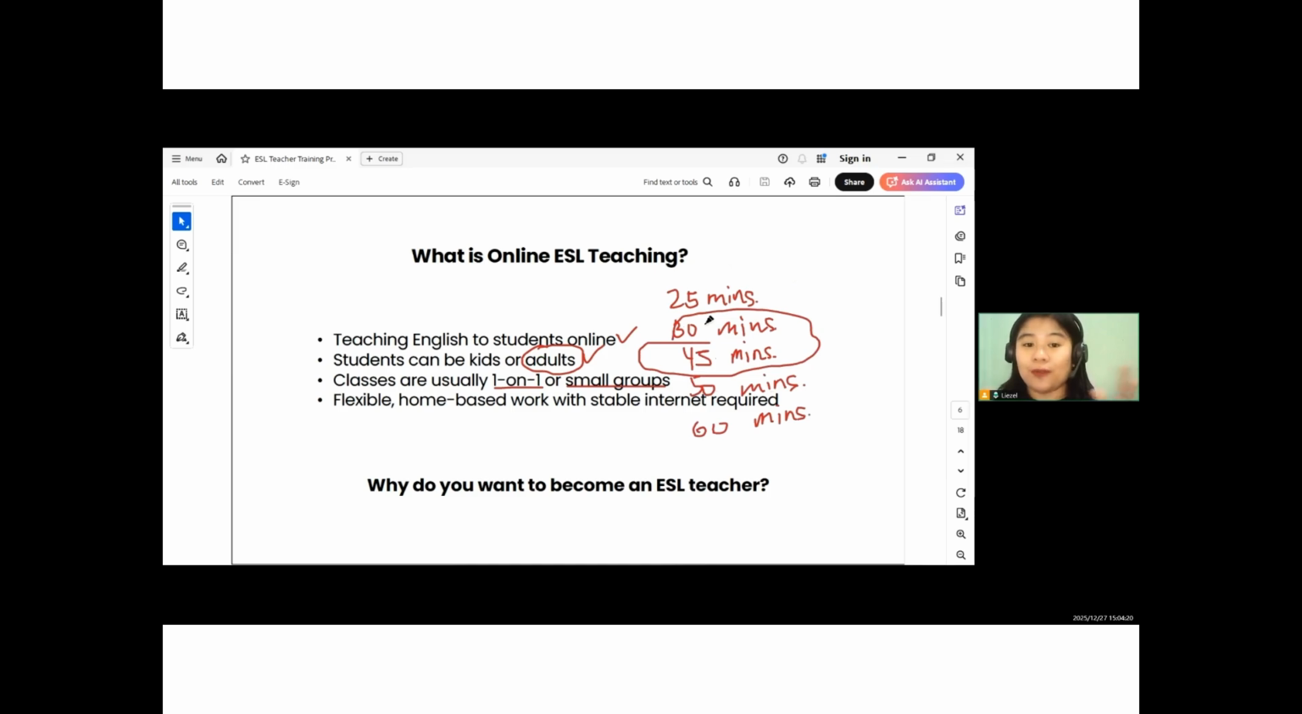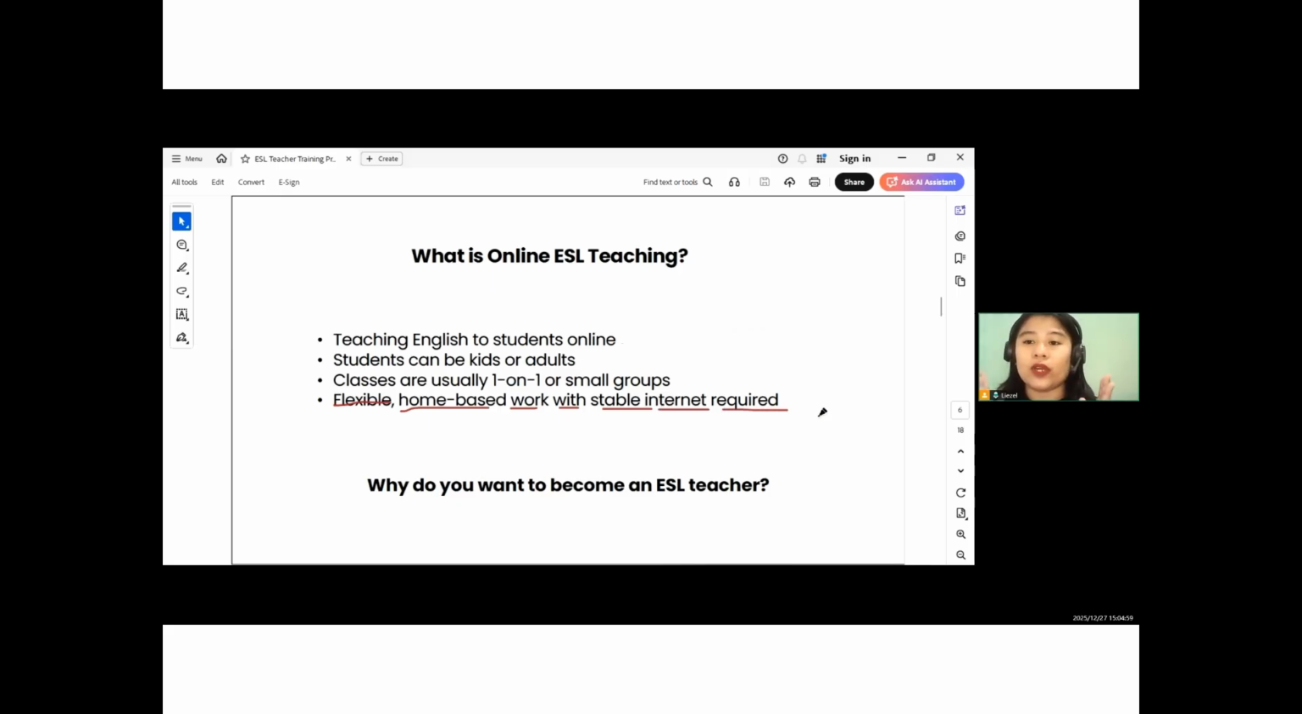Of course, your pay may vary depending on your skills, depending on the longevity of teaching hours or the longevity of time you are teaching your students. For example, if you are teaching a student for about 25 minutes, then there is a specific rate for that. And if it's about 45 minutes, the rate will not be the same as what you have in a 25-minute class.